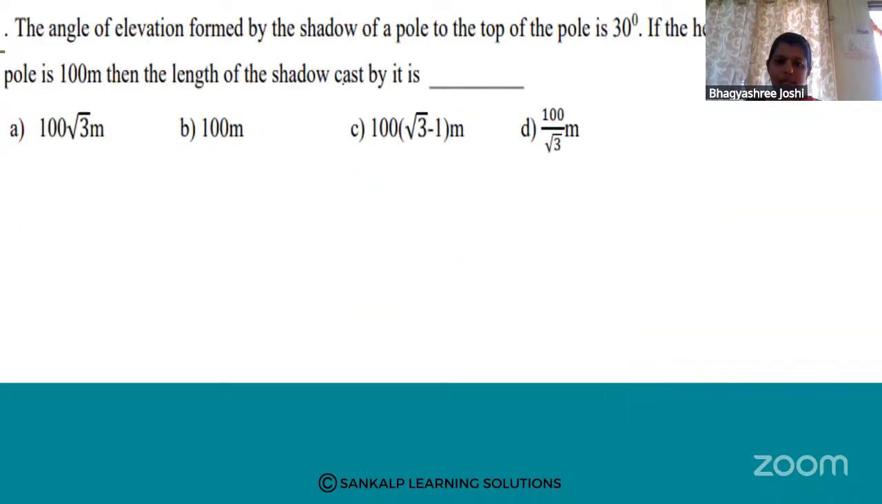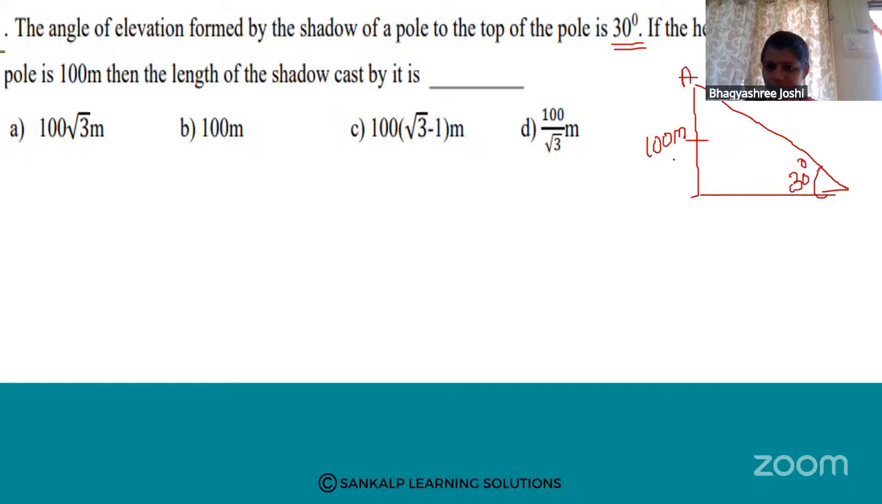The next question is: the angle of elevation formed by the shadow of the pole to the top of the pole is 30 degree. If the height of the pole is 100 meter, then find the length of the shadow cast by it. So the angle of elevation is 30 degree and the height of the pole is 100 meter. This is the pole, it casts a shadow, and it forms an angle of elevation of 30 degree.